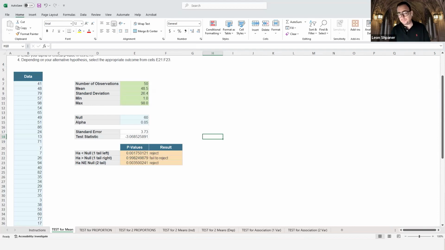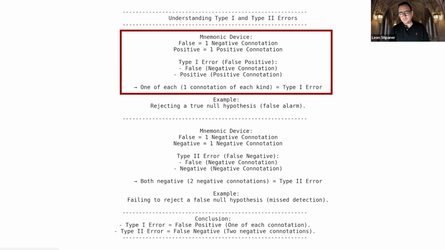Conversely, if your p-value is large, if it's greater than 0.05, then what you're saying is that the observed data is actually consistent with the null hypothesis, so you may not have enough evidence to reject it. And this is where we start getting into different kinds of errors, which is in part one. Type 1 errors, your false positive. The easiest way to remember is a mnemonic device.